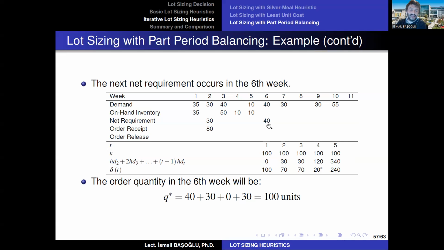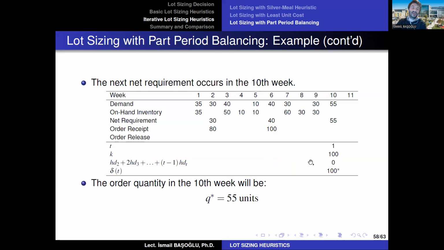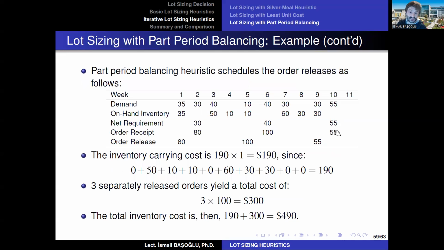So we say that the order receipt that is to be planned in the 6th week must span the demand of the following 4 weeks. So 40 plus 30 plus 0 plus 30, it should be 100 units. Finally, there is another net requirement in the 10th week. There is no need for further calculation because this is the last week and we need to receive another order at this point in the 10th week, my friends, to meet the demand here, which will be exactly 55 units because we do not aim to carry any inventory to the next period.